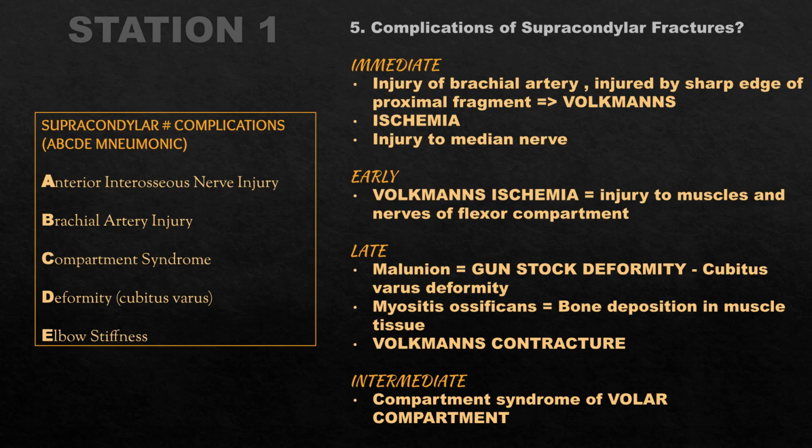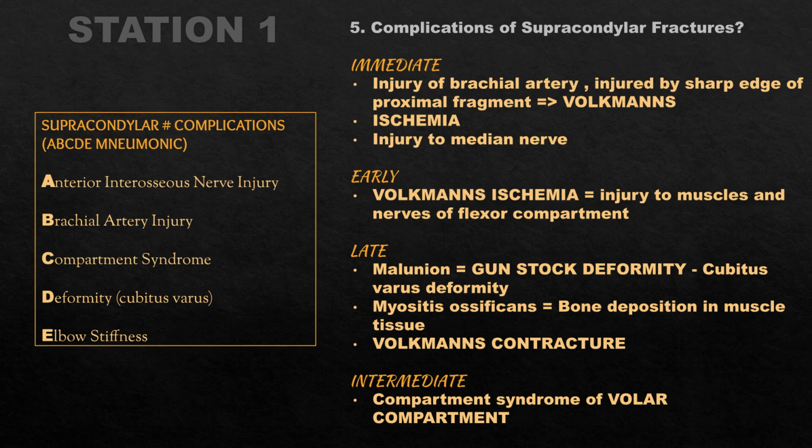Complications of supracondylar fractures. A very good way to remember complications is the ABCDE mnemonic. A. Anterior interosseous nerve injury. B. Brachial artery injury. C. Compartment syndrome. D. Deformity. Cubitus varus, gunstock deformity. E. Elbow stiffness. Now let's structure this by timing.